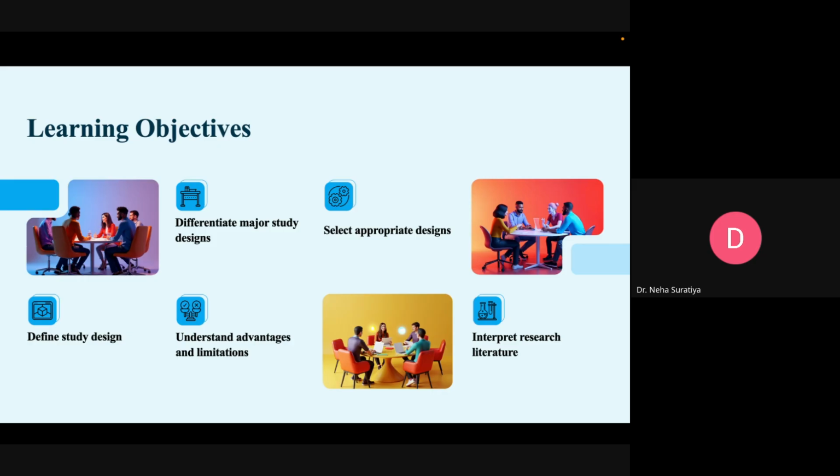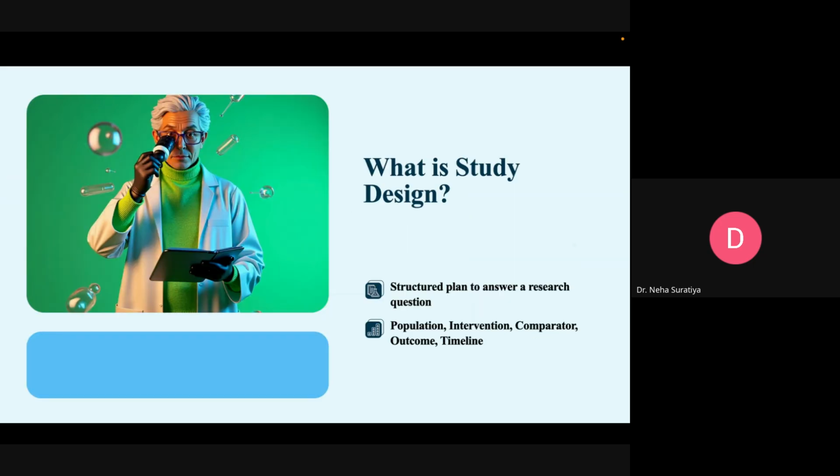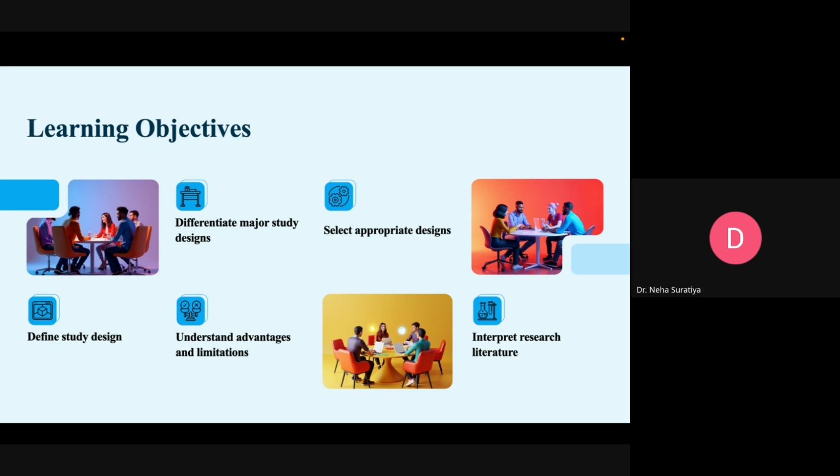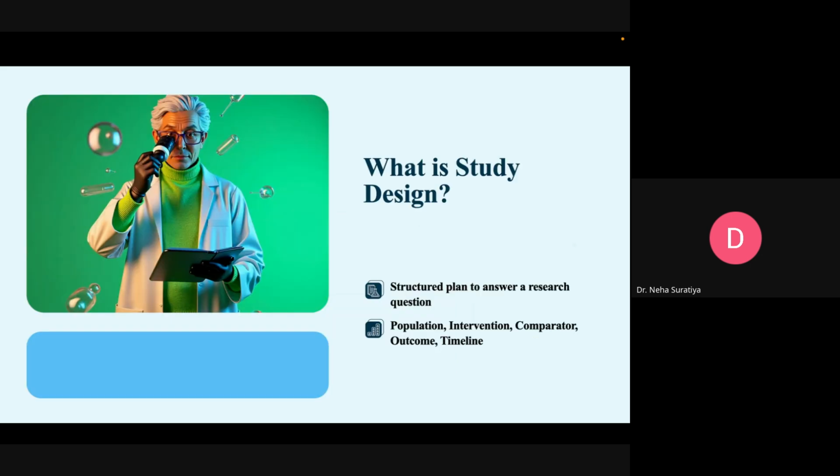And you should understand this decision making process. The last learning objective is to be able to interpret research literature. As healthcare professionals, you will read clinical trials and scientific publications. Understanding study design helps you critically evaluate the evidence before applying it to patient care. So that is what our learning objectives are. Are the learning objectives clear? May I know? Okay, so let's start with the very first learning objective.